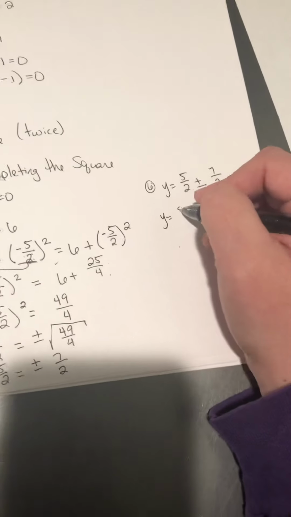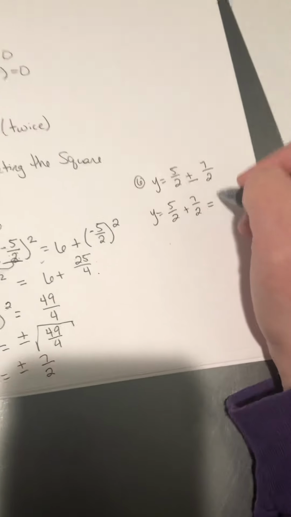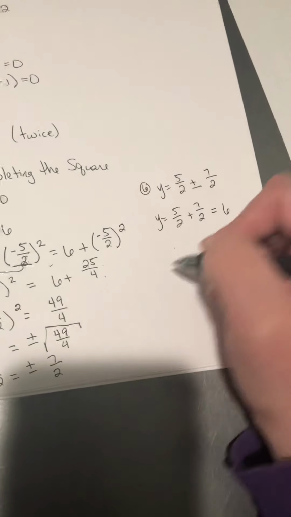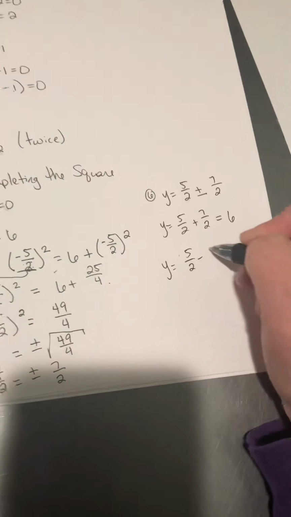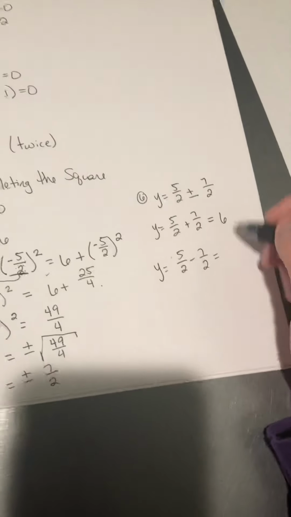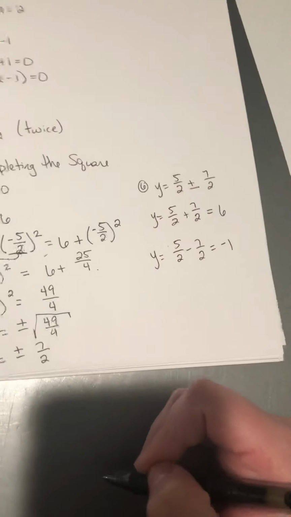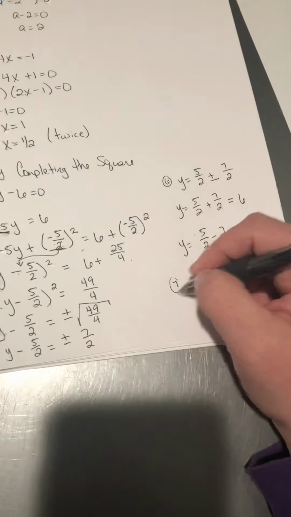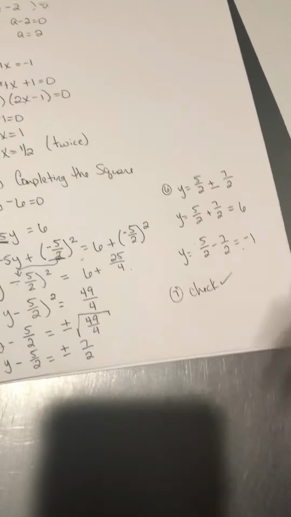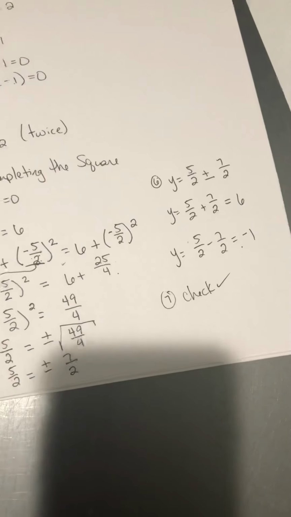So y is 5 halves plus 7 halves, which is 12 halves, which is 6, and y is 5 halves minus 7 halves, which is negative 2 over 2, which is negative 1. So my solutions are 6 and negative 1, and again, step 7 here is check it, and it will check. I'm not going to write it all out, but you can plug those in and they do work.